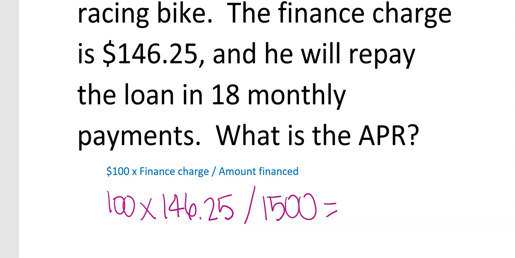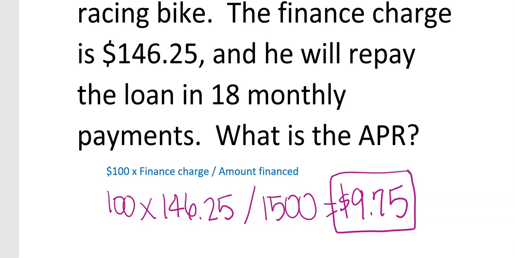Here, it's super easy to put them in there because there's really only two numbers you need to look at. You just have to get them in the right place. The 18 comes in when we actually look at the table and grab our number from there. So I'm going to calculate this first: 100 times 146.25 divided by 1,500. I get 9.75. You have to show this part even though we're going to look on the table and we might be looking for something else.